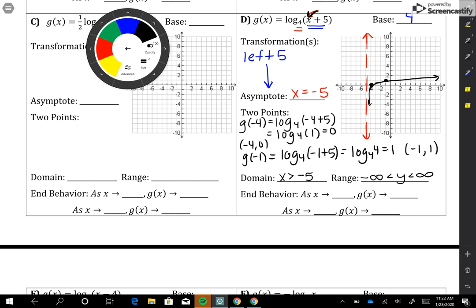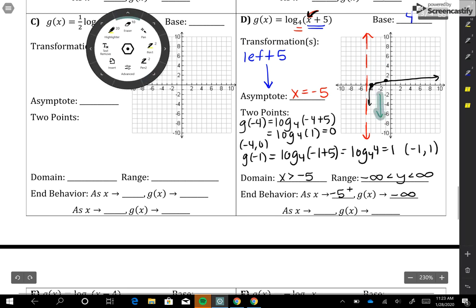Our end behavior is going to look a little different. Now, instead of as x approaches 0 from the right, we're going to put as x approaches negative 5 from the right, because that's where our asymptote is. As we are approaching negative 5, as we're going this way, our y values are going down to negative infinity. And as x approaches positive infinity, as we're going this way, our y values are approaching infinity as well.